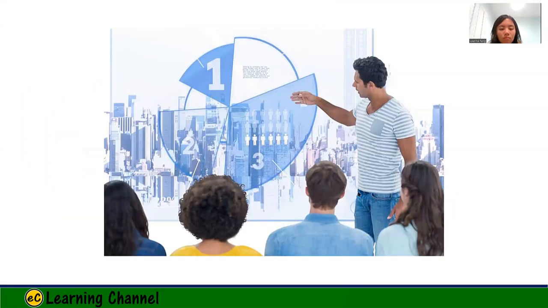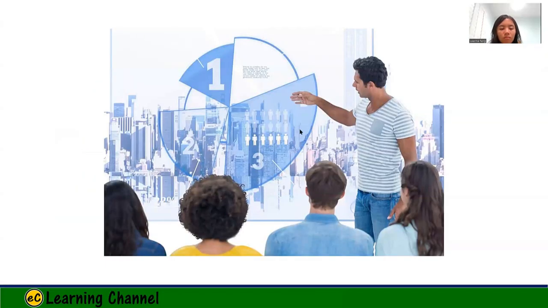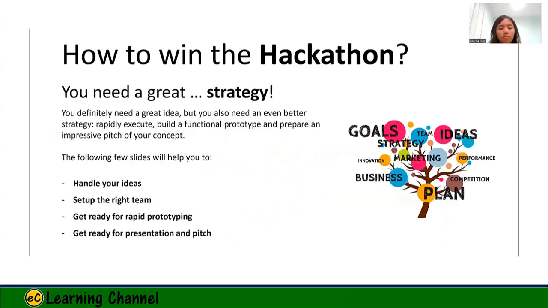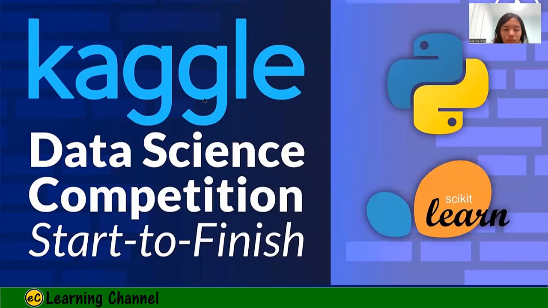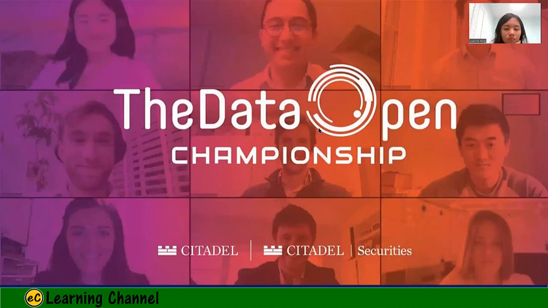And then after the hackathon, you need to do a presentation. We call it a business pitch. You need to show how your program works and the impact of your program. There are websites you can look at, called High School Hackathons. There are also AI competitions, which are also hackathons, called Kiko, and the Data Open Championship, Citadel. Okay, we finished that. Any questions so far?